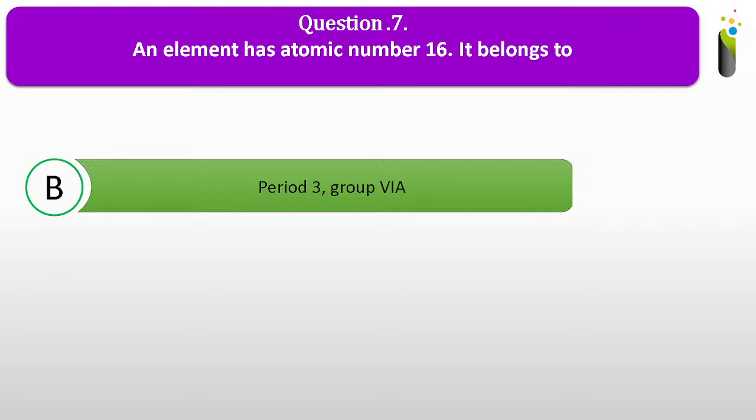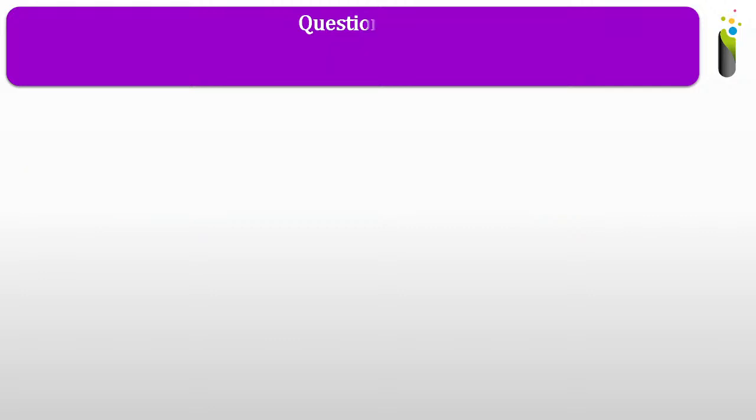The answer is period 3, group 6A. So an element has atomic number 60. It will belong to the third period and the group it belongs to would be 6A. Coming to the next, question number 8.